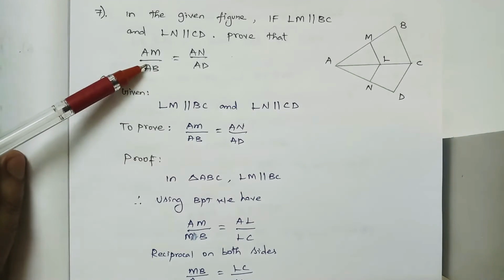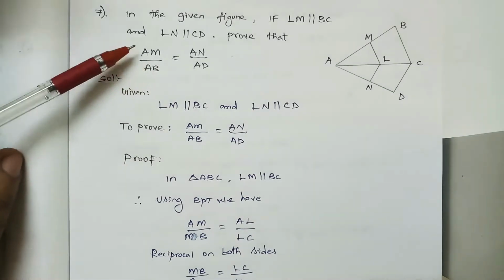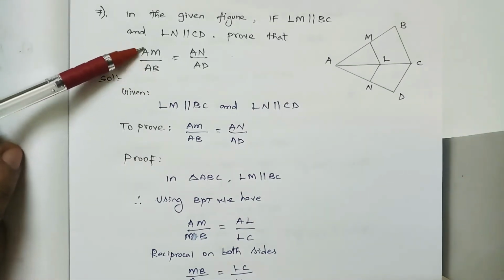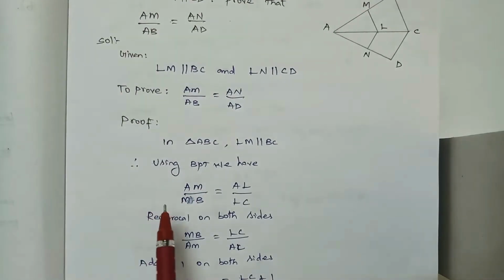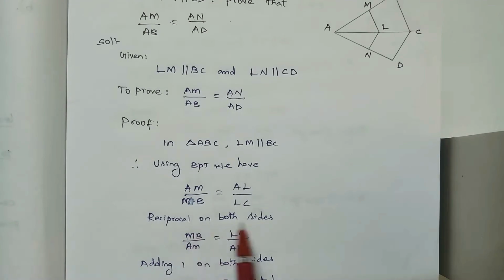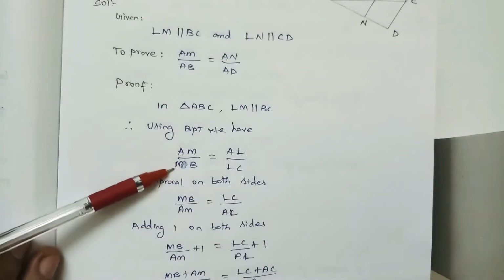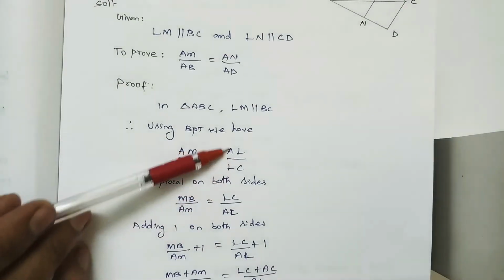So I want to add +1. Before that, what do I need? AM by AB. So AM is needed. So that part alone we want to keep in the denominator, right? So for that, I am just doing reciprocal on both sides. Then it will become MB by AM is equal to LC by AL.